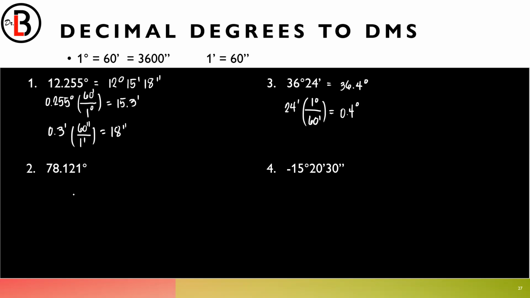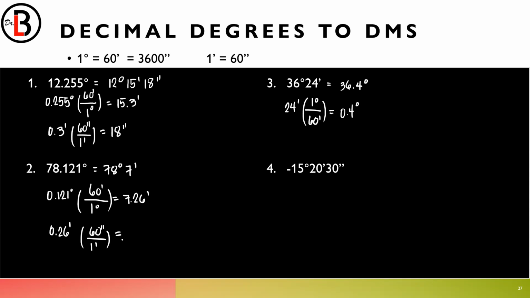All right. Let's do this. This one, you know that the whole number is 78. So 0.121, for every 1 degree, that's 60 minutes. 7.26 minutes. So there's still the 0.26. For every 1 minute, there are 60 seconds. Can you do this? 0.26 times 60 is what? 15.6 seconds. So there's no more. That means that would be the last, 15.6 seconds. So I'll just underline the final answers.